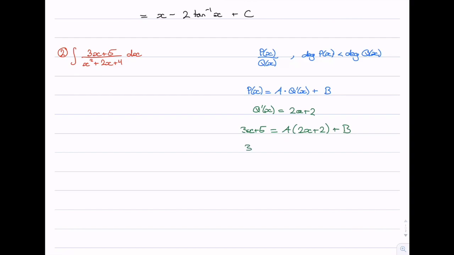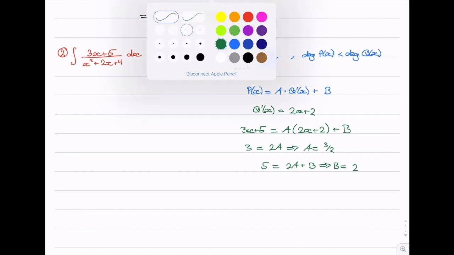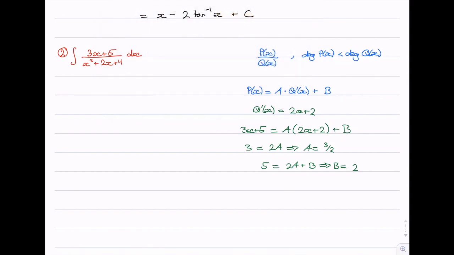So the coefficient of x gives us 3 on the left-hand side and 2a on the right-hand side, which means a is going to be 3 divided by 2. And the constant term is 5 on the left-hand side, and we have 2a plus b, which means that b is going to be equal to 5 minus 3, which is going to be 2. Okay, so let's go ahead and apply this now into the integral.